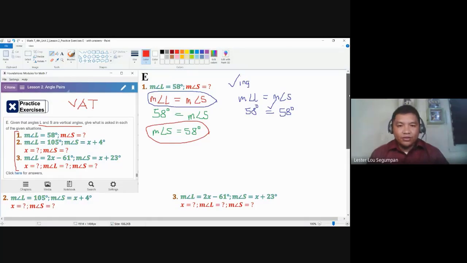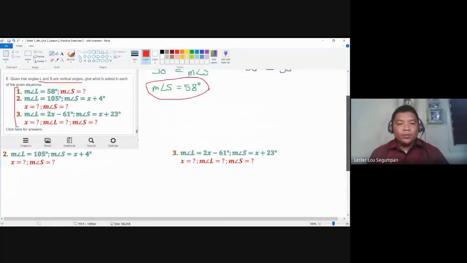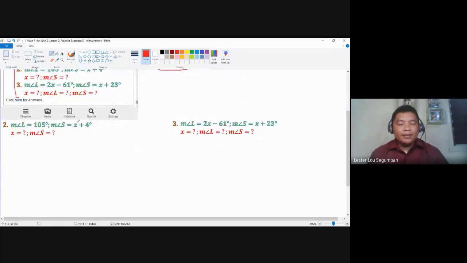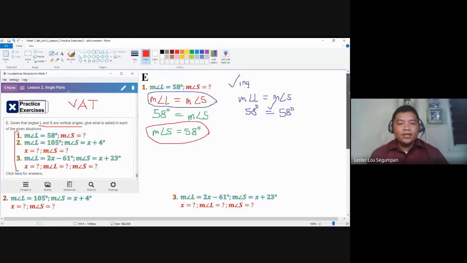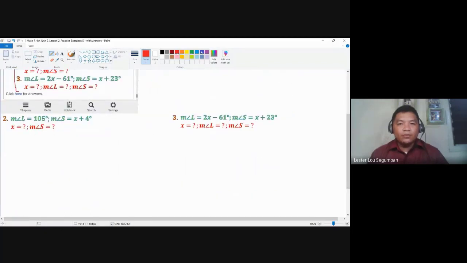Let's look at number 2. In number 2, we do have a variable here, but then again, they are considered to be vertical angles, so we can equate their measurements. That would mean the measurement of angle L is equal to the measurement of angle S. Before we could solve for the measurement of angle S, we do have the variable. So let's solve for it by first substituting the given values. The measurement of angle L is 105 degrees. It must be equal to the measurement of angle S, which is x plus 4 degrees.